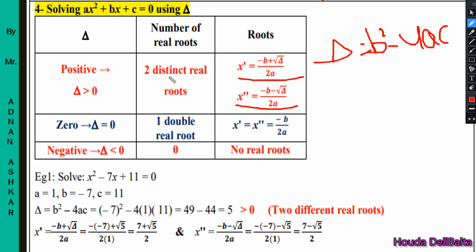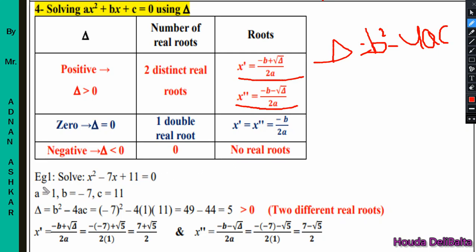If delta is positive, then there are two distinct real roots for the equation. One of them is minus b plus radical delta over 2a, the other is minus b minus radical delta over 2a. If delta is 0, then we have one double real root, x prime equals x double prime equals minus b over 2a, and if delta is negative, then there are no real roots. So number of roots is 0, means that there are no real roots. Why? Because I cannot put a negative number under the radical, that doesn't exist.